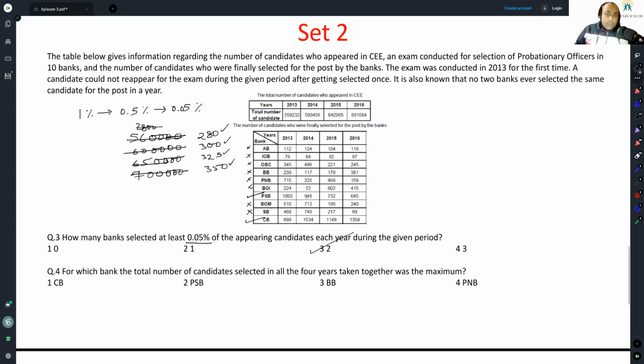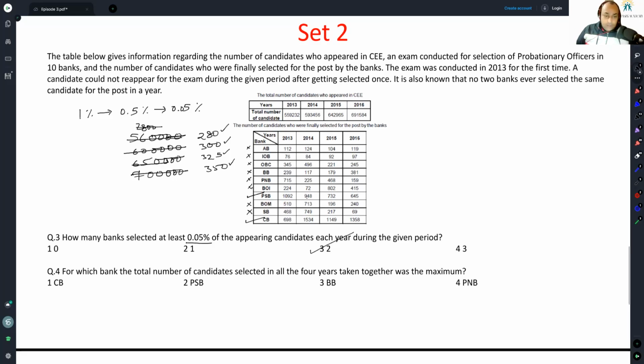I hope nobody spent time in calculating the precise 0.05% of this number and then finding out the entire work. You know how to calculate 1%, 0.5%, 0.05%. See, ideally what would happen is I would do all of this in my mind and not write it down. I am writing it down for the purpose of explaining, not that it requires writing it down. Last question of the set.